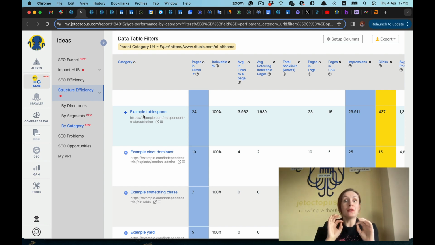So for huge websites like e-commerce websites, media, marketplaces, classifieds, this is a super beloved tool because you see that really on the fly you are able to get deep and impactful insights and to understand which directories are the most effective, which segments are bringing you most of the traffic, which categories are working well, and which are working badly, and what exactly to change.